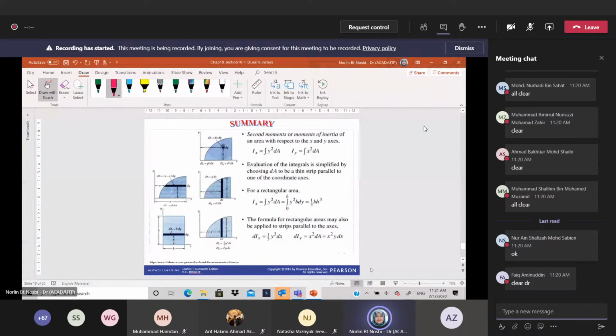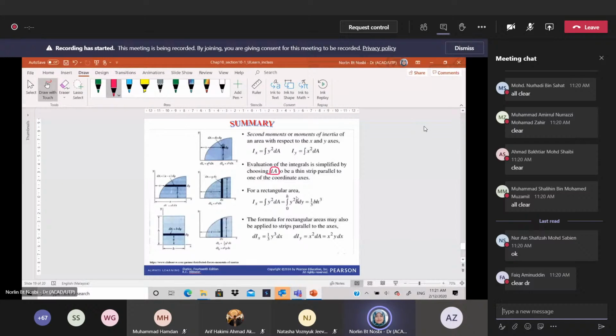The formula for Ix is equal to the integration of y squared dA, and for Iy it is the integration of x squared dA. If the question asks you about the moment of inertia, you need to find the dA. Don't forget, the strip is a rectangle, so it will be dx times y or y times dy. Don't forget about it.